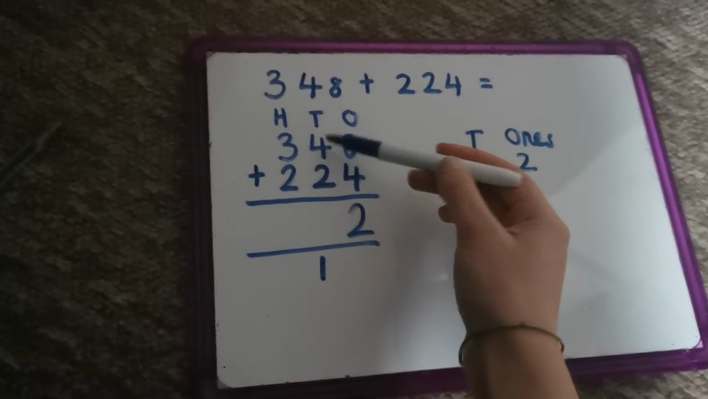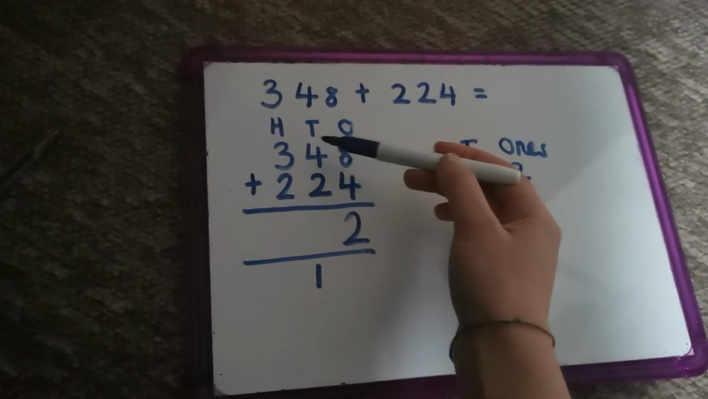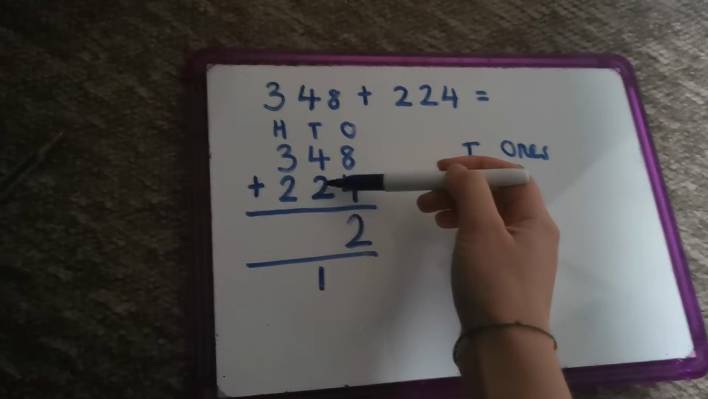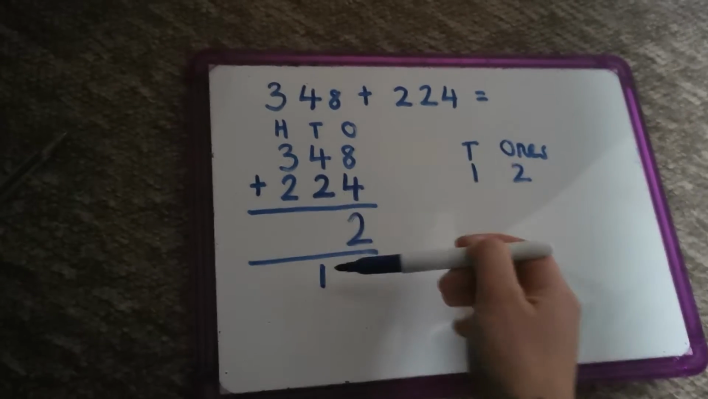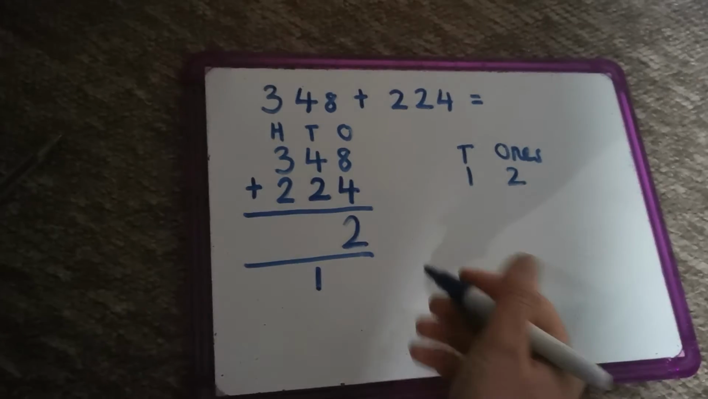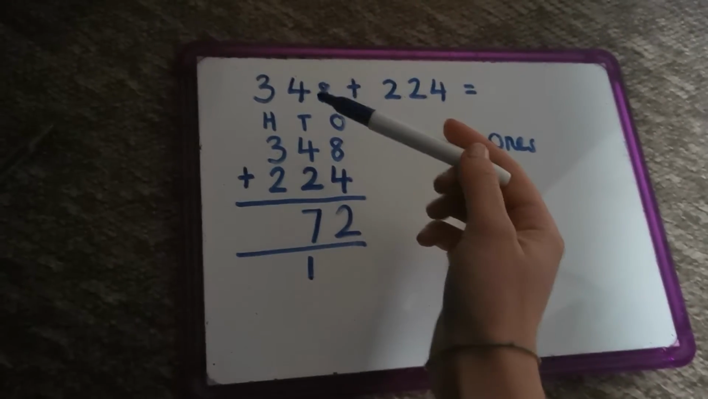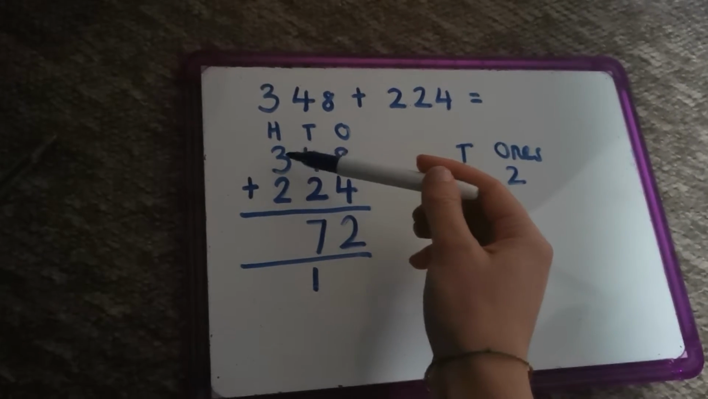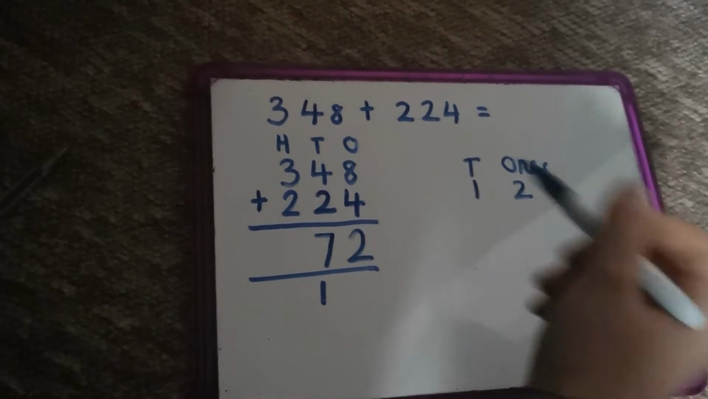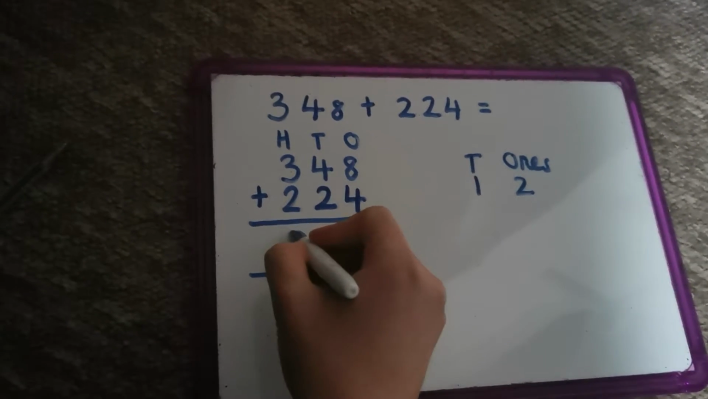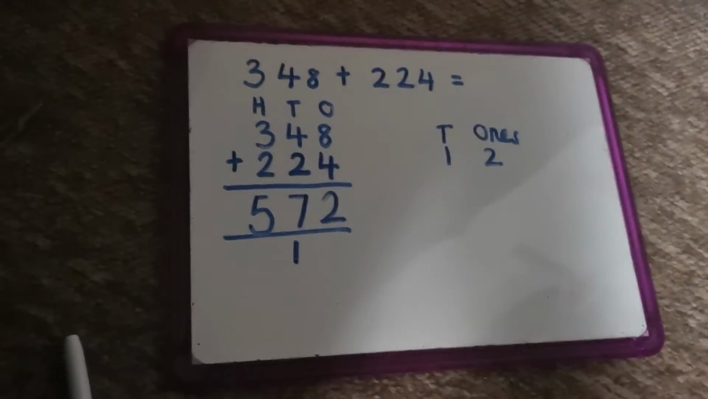So I'm going to put the extra 10 there in the tens column. I know that 4 add 2 is 6. So this, in fact, is actually 4 tens, so this is 40, and 2 tens, which is 20. So 40 add 20 is 60. Add the one extra, 60 add 10 is 70. Okay, then I need to add my hundreds. So I've got 300 and 200. I know that 3 add 2 is 5. So 300 add 200 is 500.